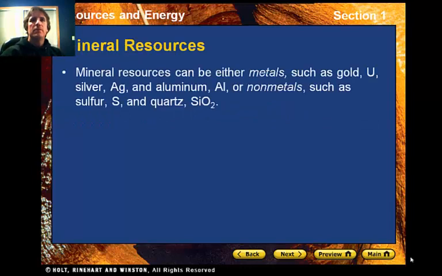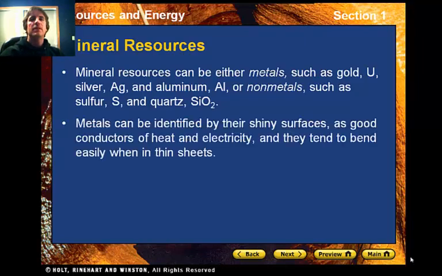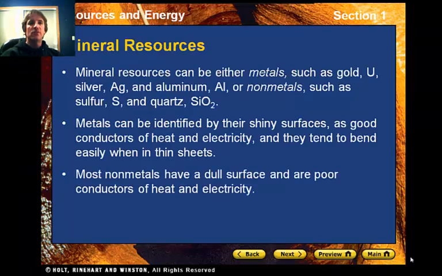Mineral resources can either be metals such as gold, silver, aluminum, or non-metals such as sulfur and quartz, just as sulfur in matches, quartz is in watches, various things. Notice the different symbols up there. Gold is AU, silver is AG, aluminum is AL, etc. Metals can be identified by their shiny surfaces. They're good conductors of heat and electricity, and they tend to bend, or we can hammer them into sheets. That's called malleability. All 3 of those factors really help us determine what a metal actually is. Most nonmetals have a dull surface and they don't conduct heat or electricity very well at all.